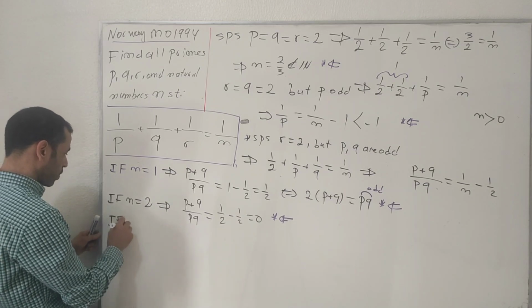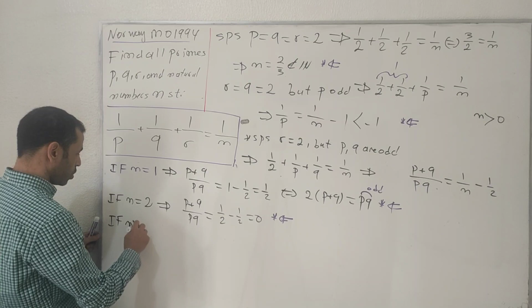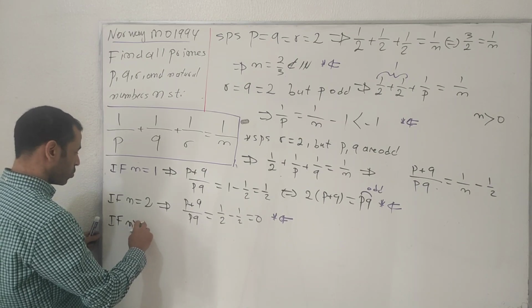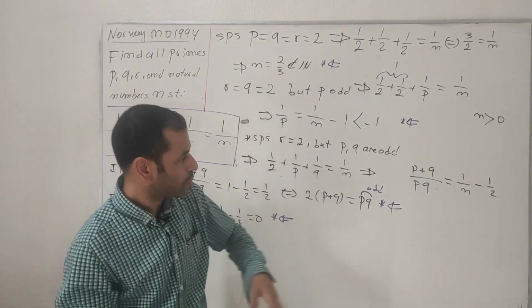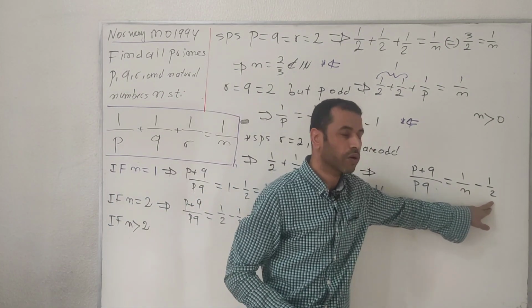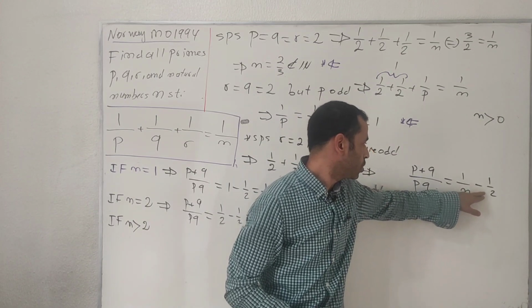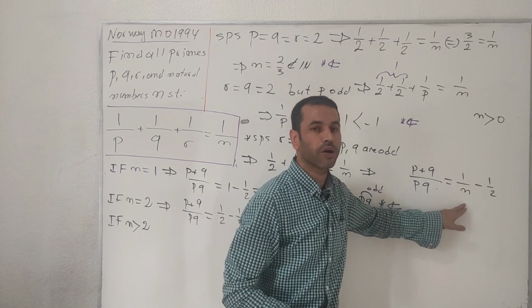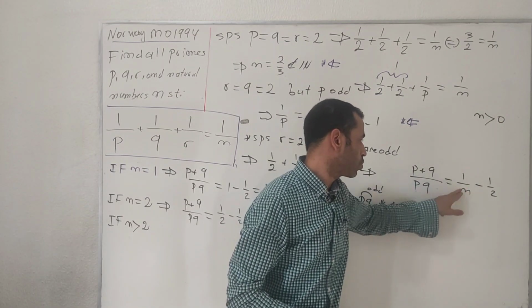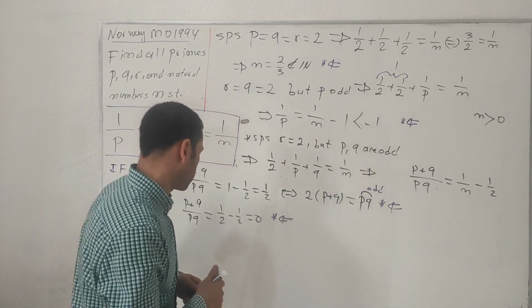If n is strictly superior than 2, then the number becomes smaller than this one, because as n grows larger than 2, the denominator becomes bigger, but the reciprocal becomes smaller. This one will be smaller than this half, which means it is clearly negative.